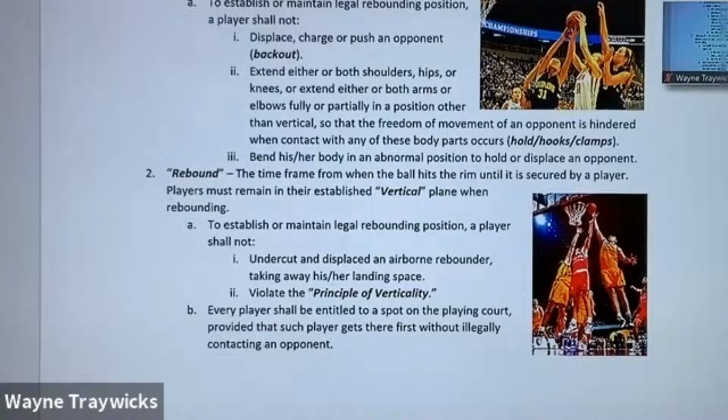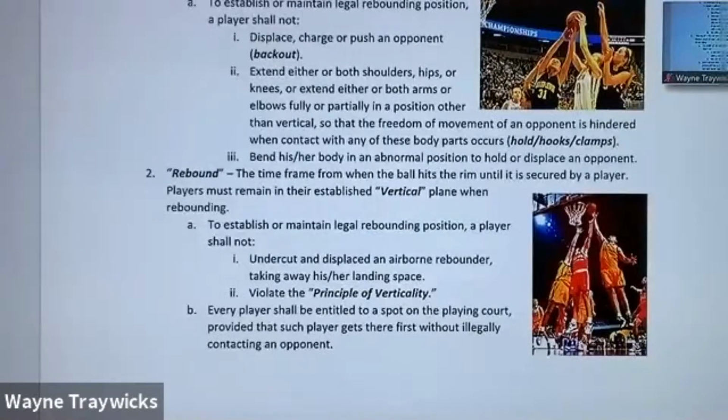Once we progress through the pre-bound phase, which is the time when the shot is released till it hits the rim, then we get into the rebound phase. Now, this is the time frame when the ball hits the rim and it's secured by a player. And once we get into the rebound phase, now we're officiating verticality, because players must remain in their established vertical plane when rebounding. To establish and maintain legal position, the player shall not undercut, displace an airborne rebounder, taking away his or her landing space. A player shall not violate the principle of verticality.